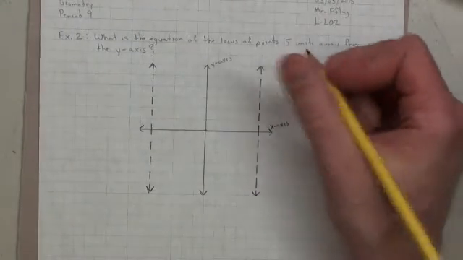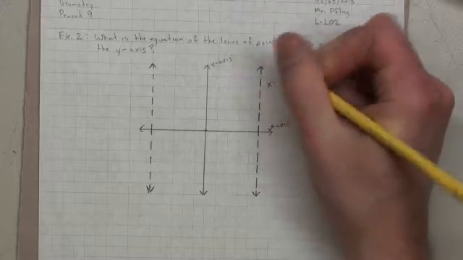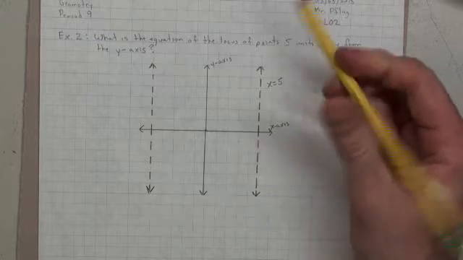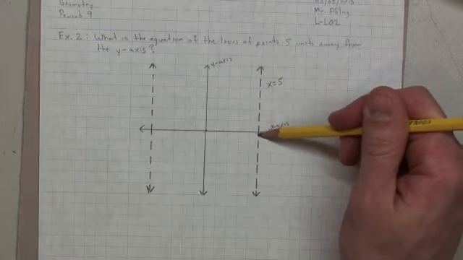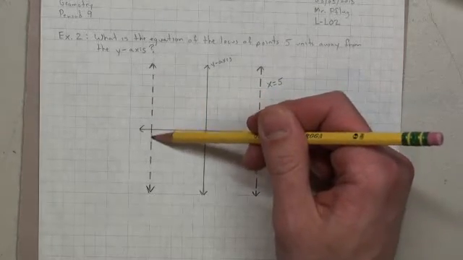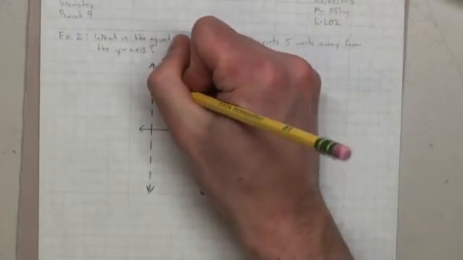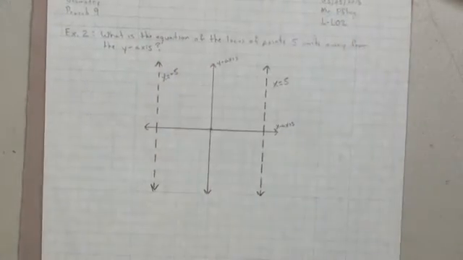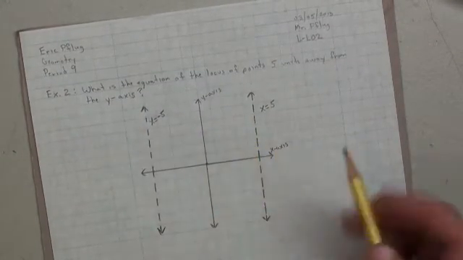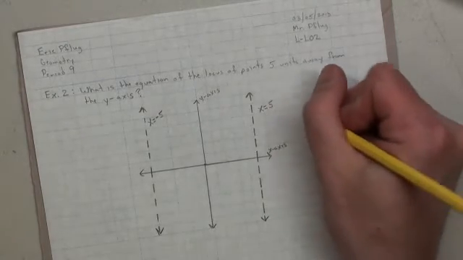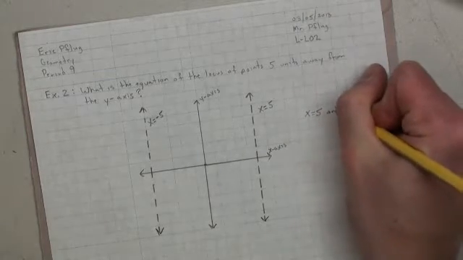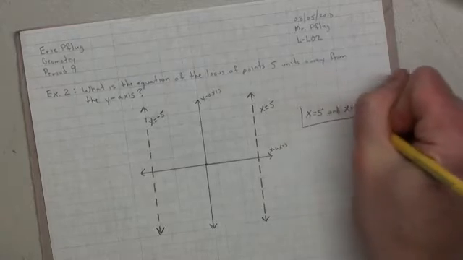Well, the equation of this line is x equals 5, because it goes through the x-axis at 5. Just think about it. Every point on this line has an x-coordinate of 5. So similarly, every point on this line has an x-coordinate of negative 5. So this is the line x equals negative 5. So to answer my question, what is the equation of the locus of points 5 units away from the y-axis? The answer is x equals 5 and x equals negative 5.